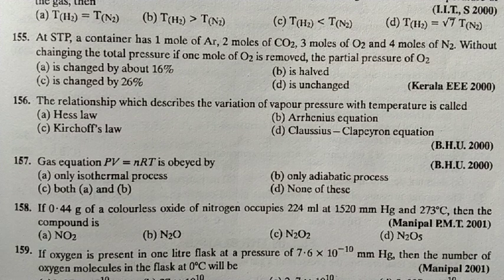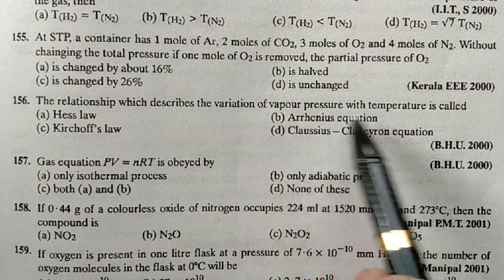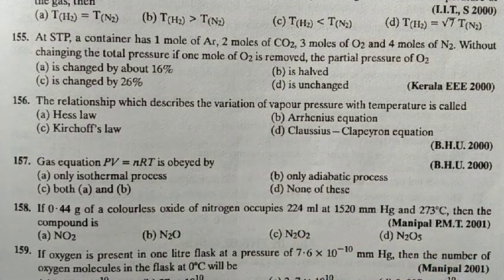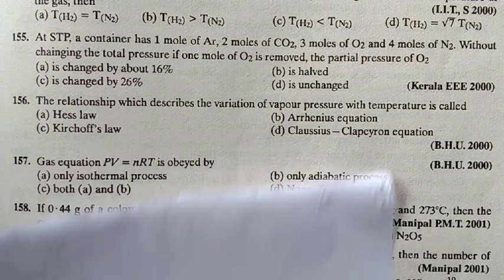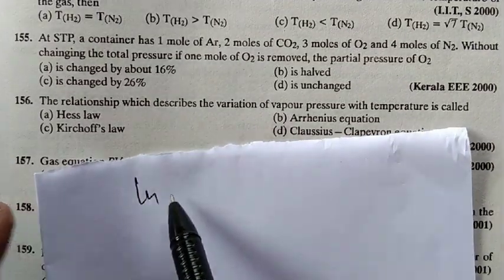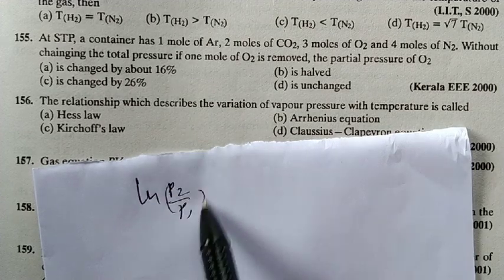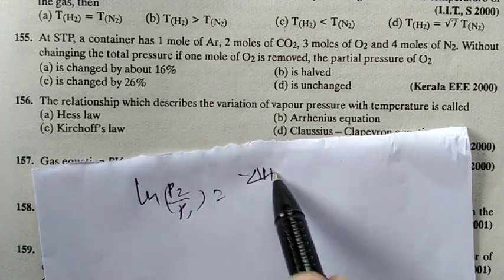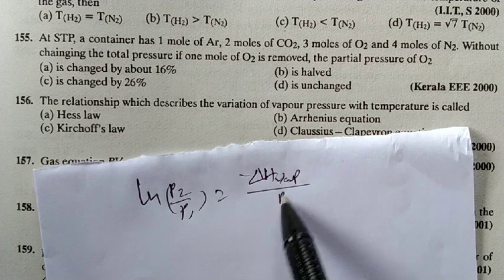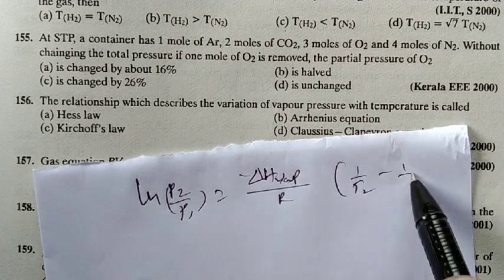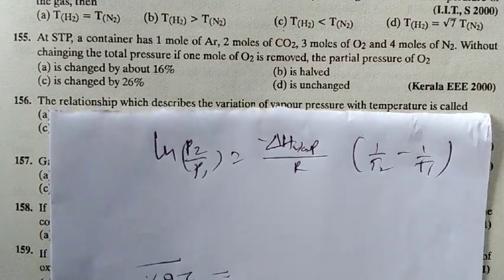The relationship which describes the variation of vapor pressure with temperature is the Clausius-Clapeyron equation, a direct basic equation. ln(P2/P1) = -ΔH_vap/R × (1/T2 - 1/T1). This is the Clausius-Clapeyron equation.